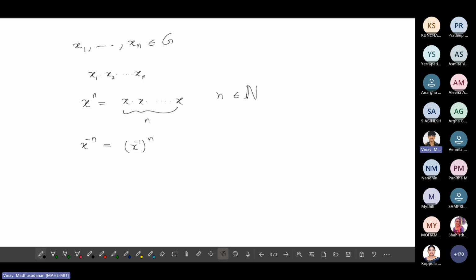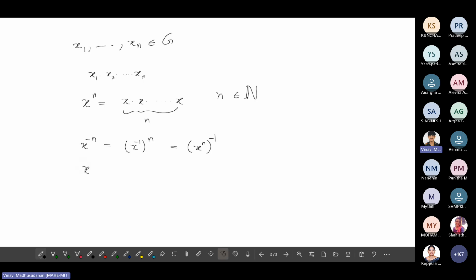How to define this? Simply define it as x inverse power n. Again, we already noted that every element x has a unique inverse. So that unique inverse we denote by x inverse. Once you prove the uniqueness, you can use this notation x inverse. So x inverse power n. There is an exercise that asks you to prove that this is also equal to x power n inverse.